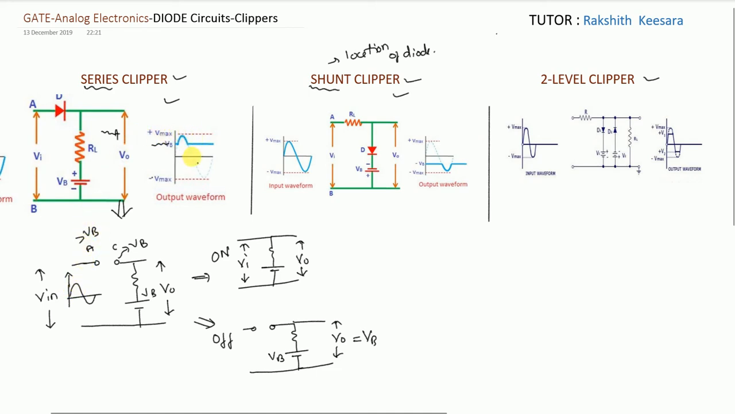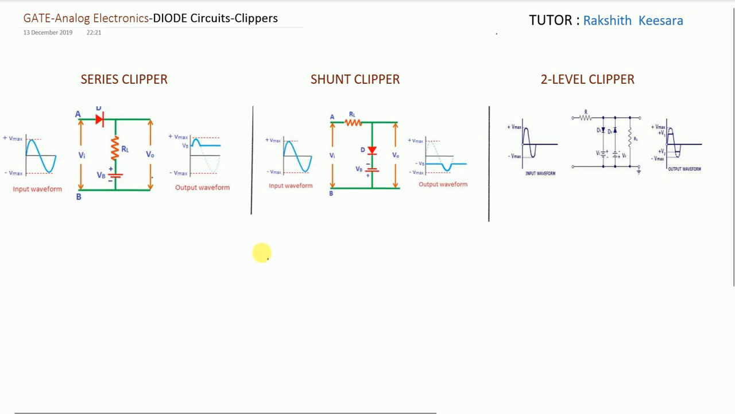See, this is the negative cycle. During negative cycle, the diode will be completely off. So what is the output voltage? VB. We got VB here. And while coming to the positive cycle, diode will be on only if VA is greater than VB. So whenever the input voltage is greater than VB, the diode is on. So here to here, input voltage is greater than VB. And when the diode is off, output voltage follows the VB. So this is the analysis of series clipper, guys. Moving to the shunt clipper.